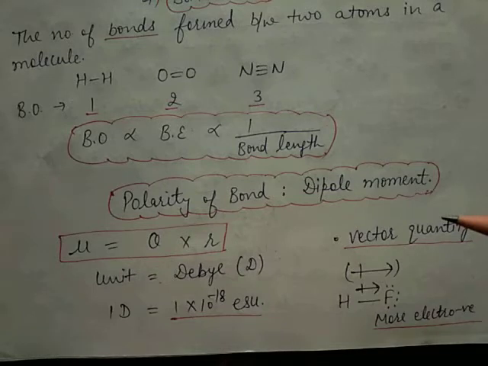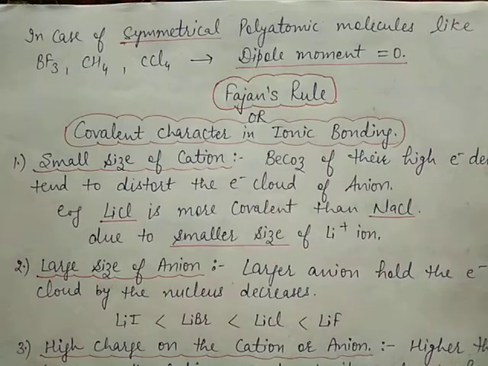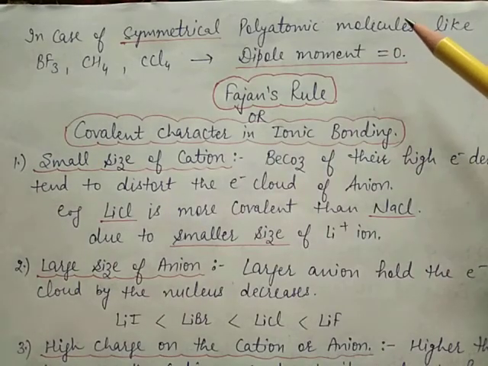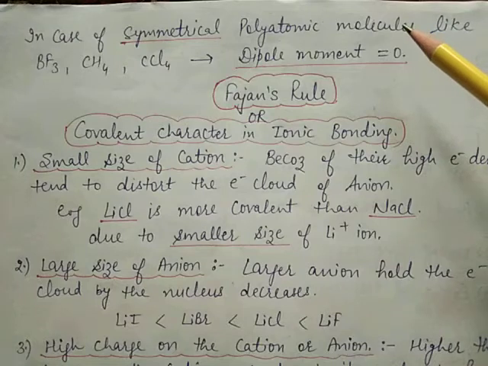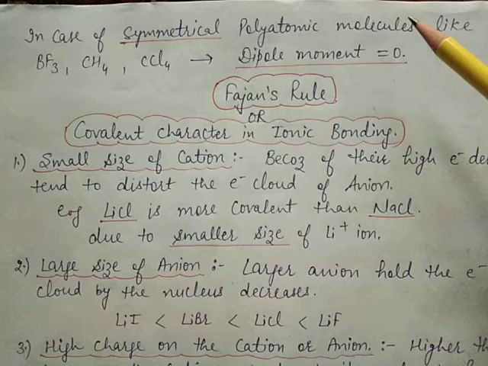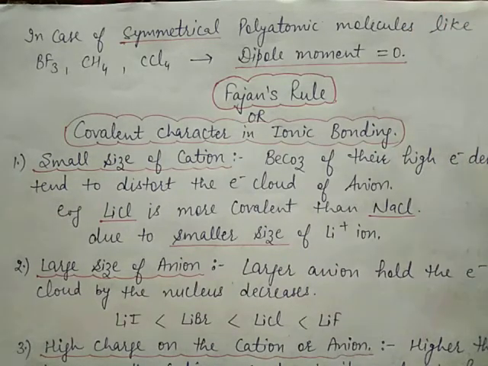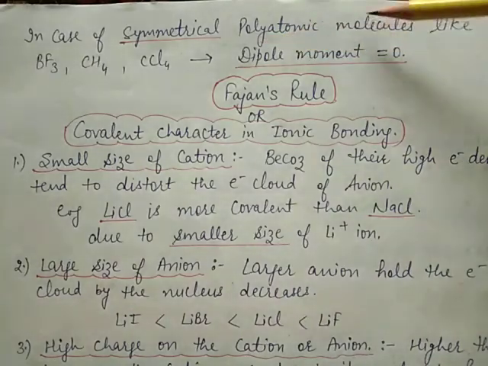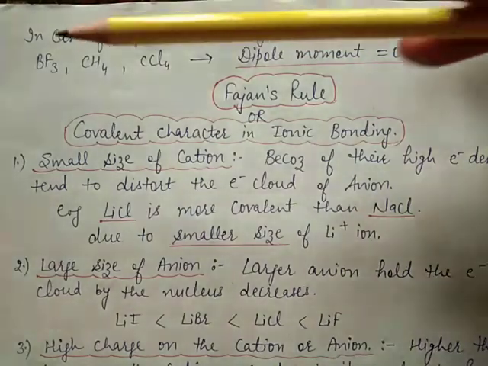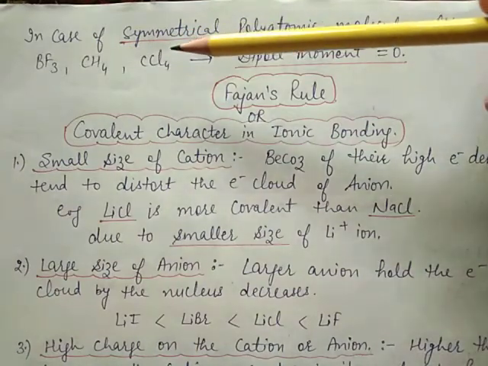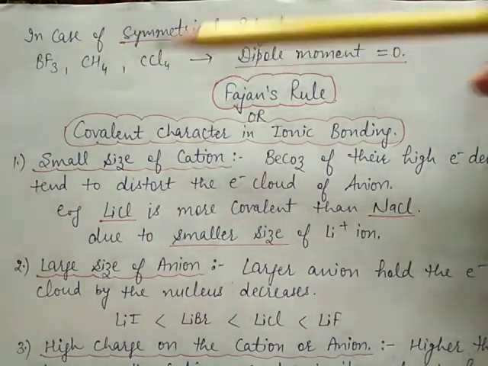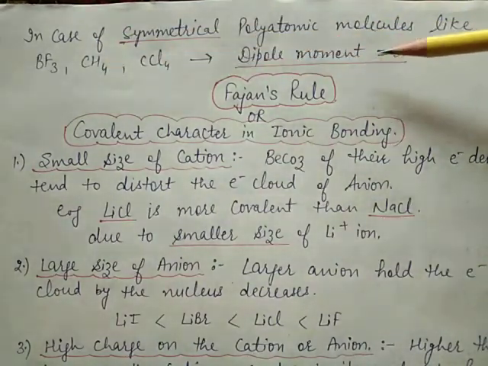But if we take the second case, that is polyatomic molecules, the dipole moment depends on the dipole moment of the individual bonds and the arrangement of various bonds present in the molecule. But in the case of symmetrical polyatomic molecules like BF3, CH4, CCl4, these are symmetrical in nature. So the dipole moment is equal to 0.